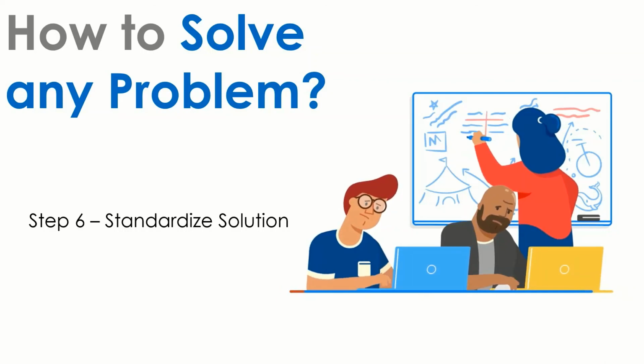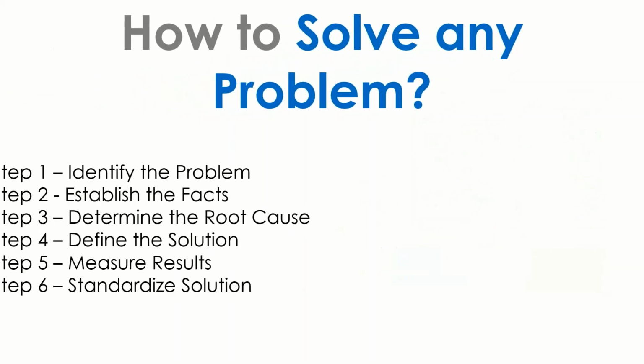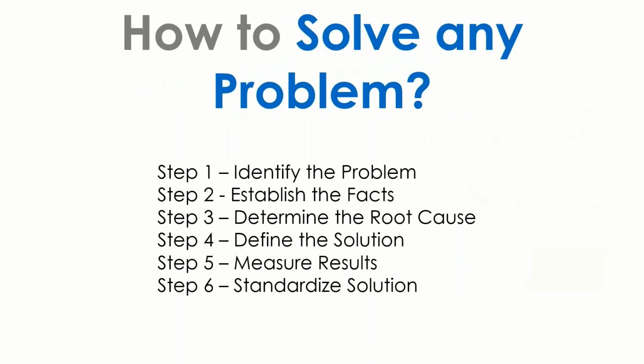So these are the 6 steps. If I have to conclude, if I have to summarize, we can say that you follow these steps: identify the problem, establish the facts, determine the root cause, define the solution, measure results, and then standardize the solution. So follow these 6 steps in order to solve any problem. And again, you cannot solve every problem by yourself. You have to have the assistance of other people, of other departments, in order to get rid of the issues or problems. And that is it.